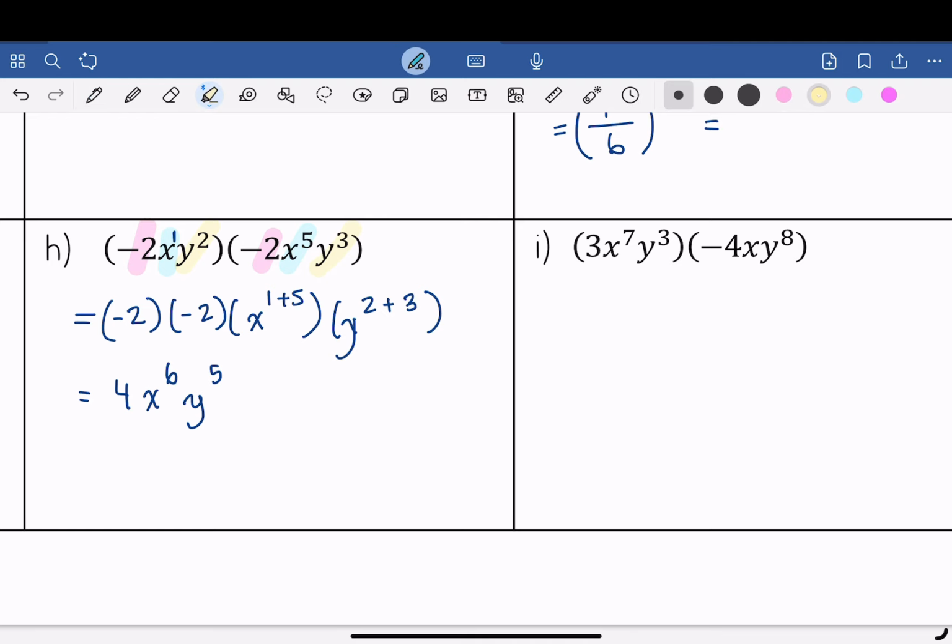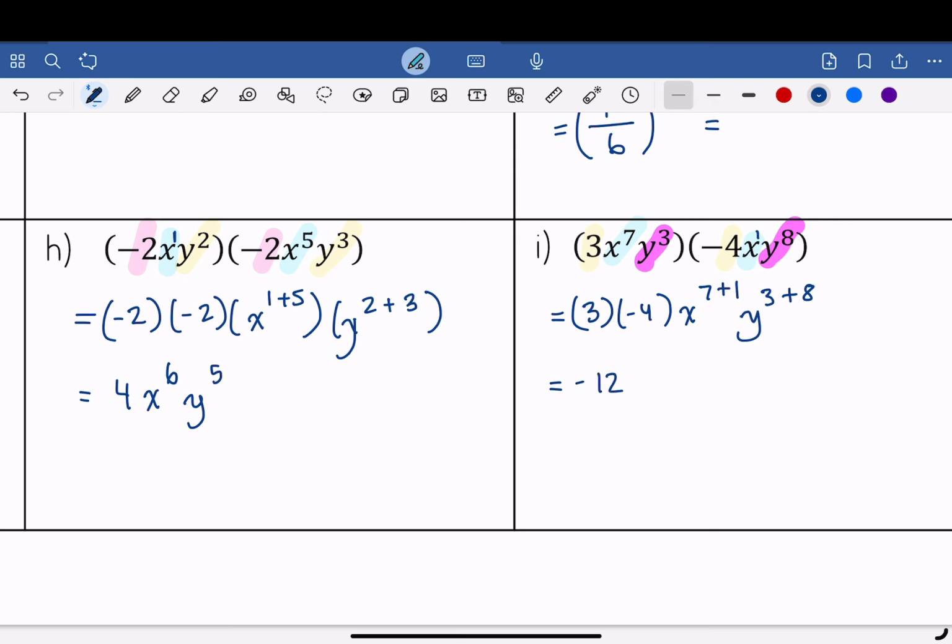And finally, I, the coefficients are 3 and -4. And then there's the base of x and y to the power of 3. So we'll multiply the 3 and -4 together. Add 7 plus the imaginary 1. And y to the power of 3 plus 8, which is equal to -12, x to the power of 8, and y to the power of 11.